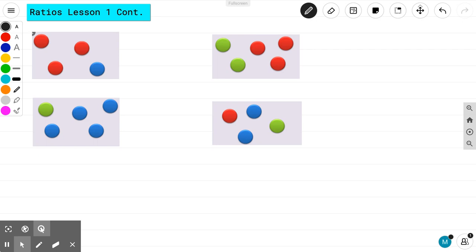What I would like you to do is pause the video when I say so. In a notebook or on a piece of paper, whatever you have, write a part-to-part ratio and a part-to-whole ratio for each picture. Then press play and see if your ratios match mine. Okay, go ahead and pause the video.